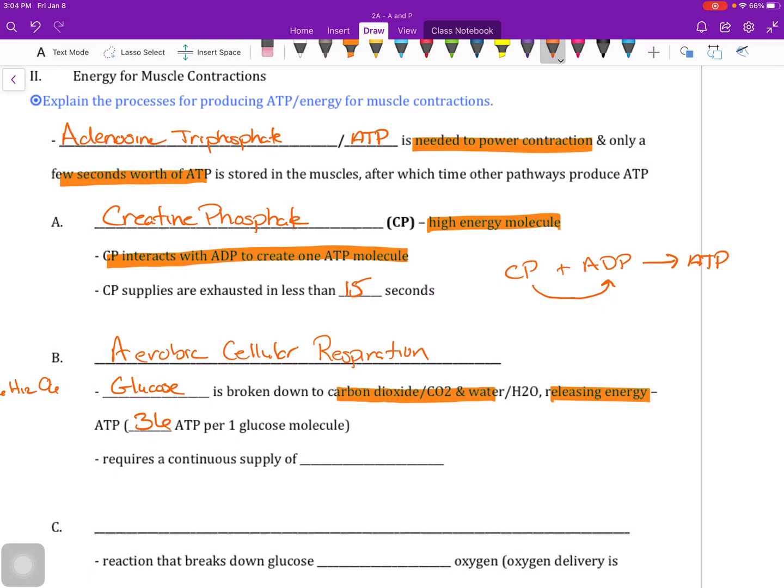All right, so the formula is C6H12O6 plus O2 yields ATP, energy, and waste products of carbon dioxide plus water. Now, this is not the balanced chemical formula. This is just the basic chemical formula. But you've got to have a continuous supply of oxygen, or O2. That's aerobic cellular respiration.